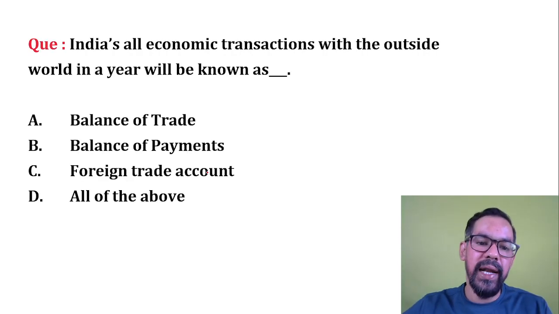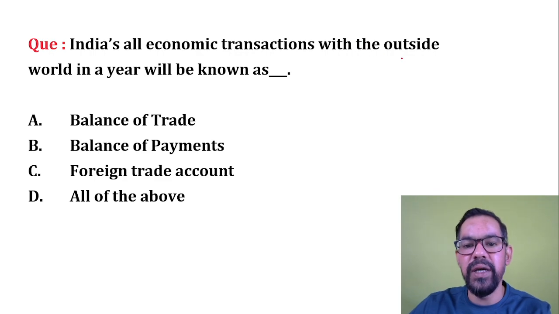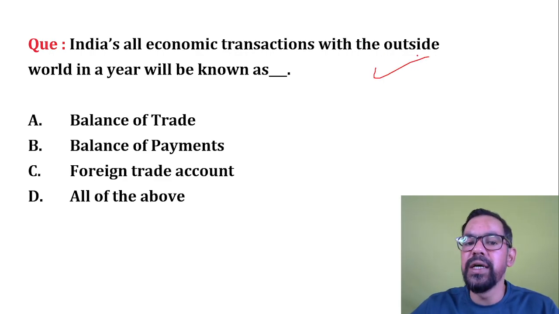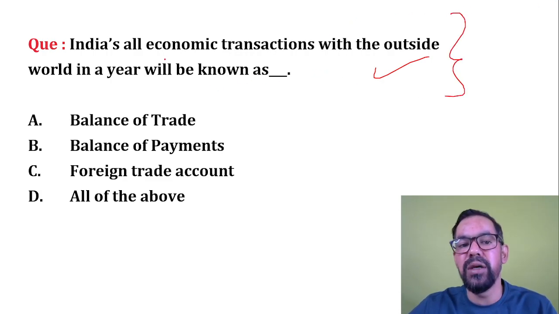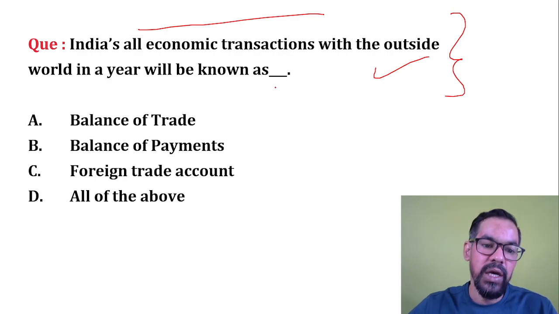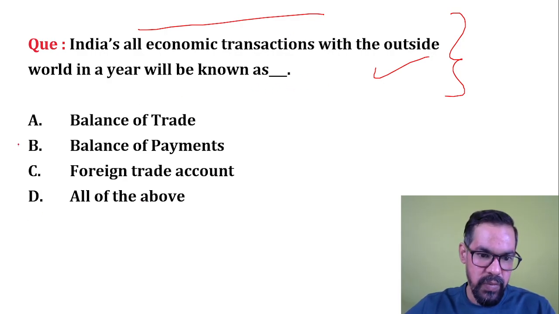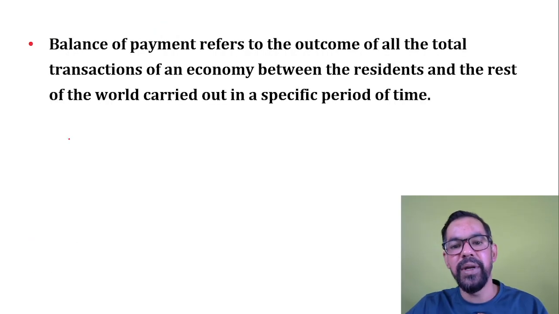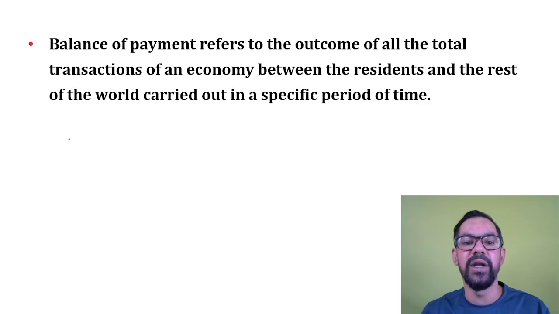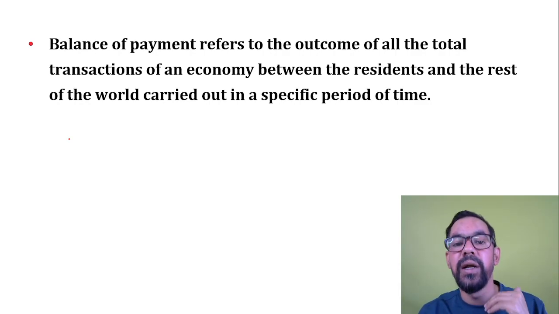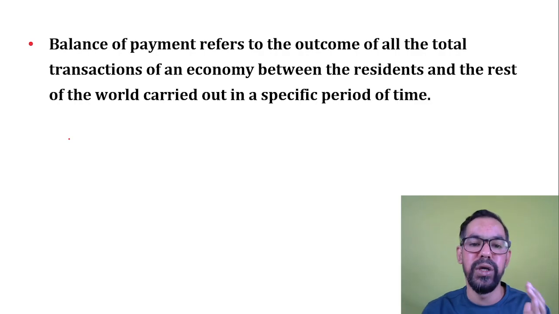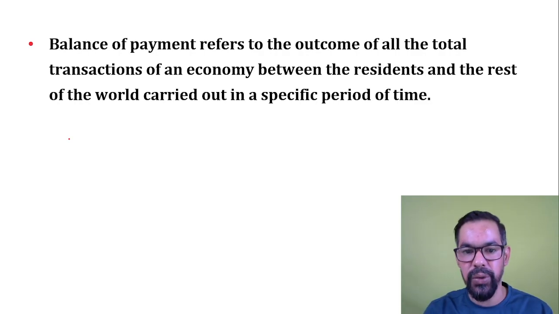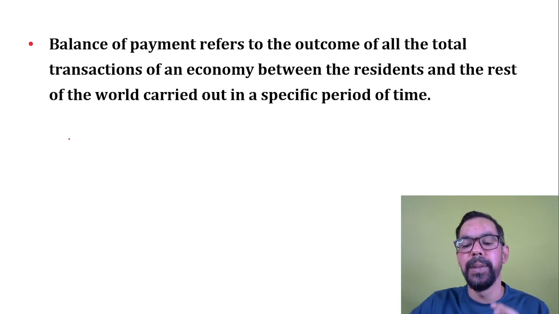Next one, India's all economic transactions with the outside world in a year is known as? This is a very simple one. They mention all economic, not only goods. So it is called balance of payment, BOP. Balance of payment is an account which generally considers all monetary transactions done by Indians with the rest of the world during a financial year or a given time duration. It includes capital, services or goods. So everything is part of this one.